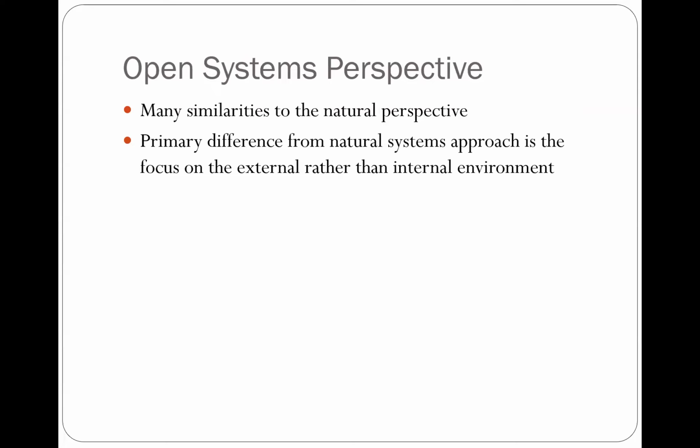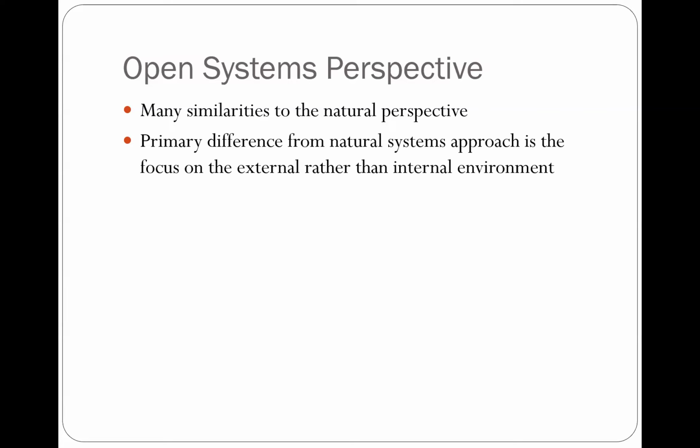You can then contrast natural systems theory to open systems theory. They do have some similarities in that now, for the first time, we're starting to take into account the external environment. It's just not the organization in isolation. Now we're looking at the role the organization's playing in a much larger type of environment. But the primary difference between natural systems and open systems theory is that open systems theory looks more at the external as compared to the internal environment. So it looks beyond the walls of the organization.